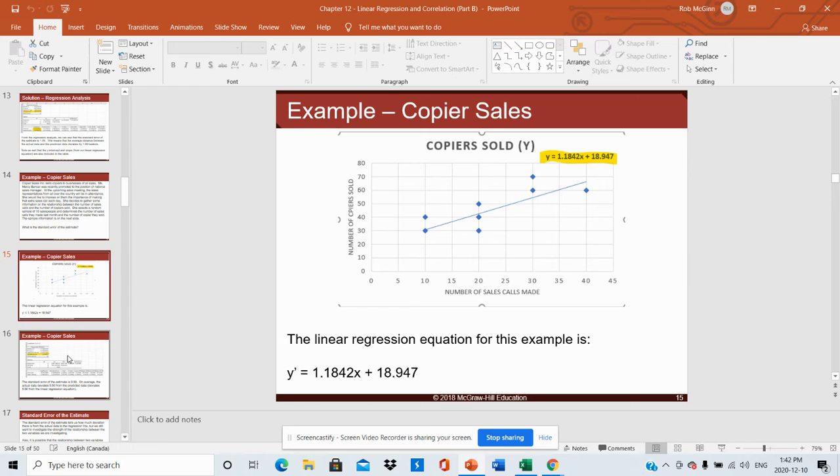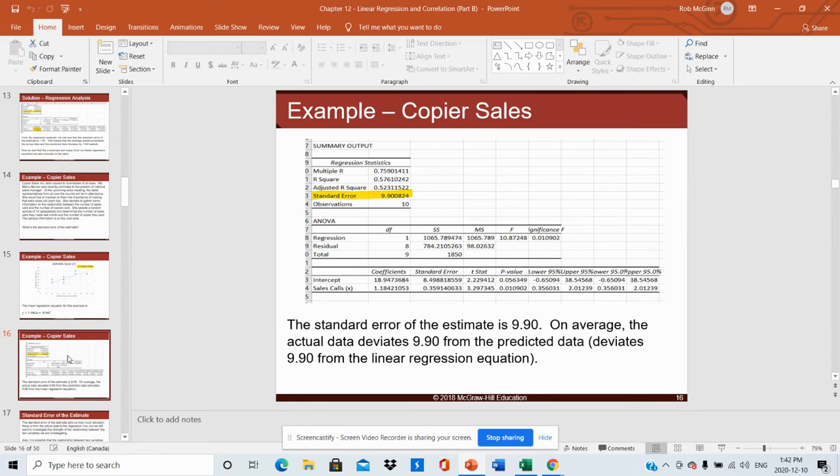And the first piece of data we'll grab is our standard error. Our standard error in this case should have been 9.900824. We're just going to round that to two decimals. So the standard error of the estimate is 9.90. So on average, the actual data deviates 9.90 from the predicted data, or deviates 9.90 from the linear regression equation. So our copier sales, on average, deviate 9.9 sales away from our linear regression equation and our trend line.